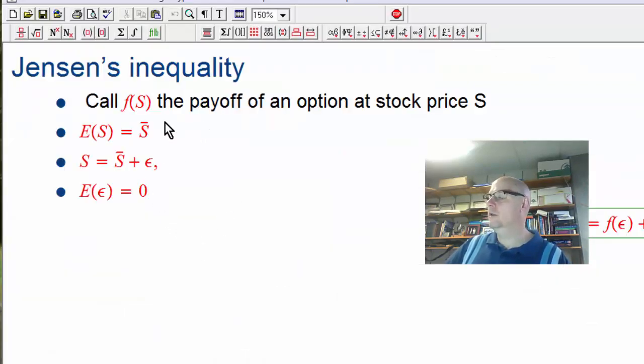I'm going to Jensen's inequality. I'm going to think of my stock prices as the stock is equal to our expected value of the stock, S bar, plus a little bit, this epsilon. And this epsilon could be positive or negative, but on average it's 0. So the expected stock price then is this S bar. The expected error, or difference between the stock and its average, is 0, is the way to think about it.